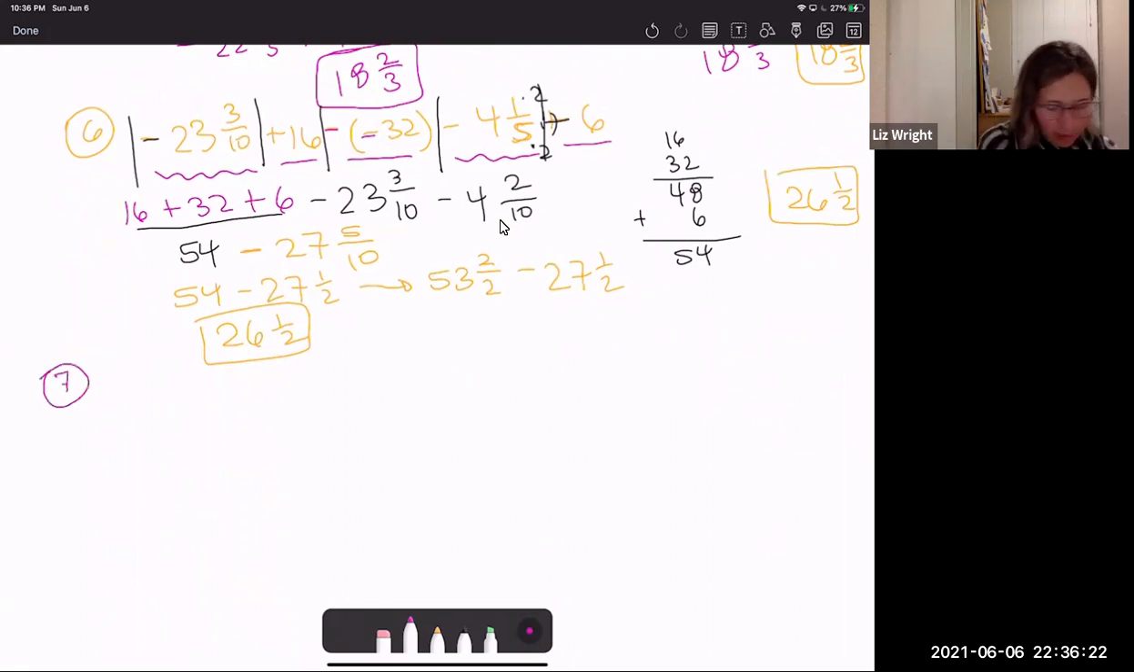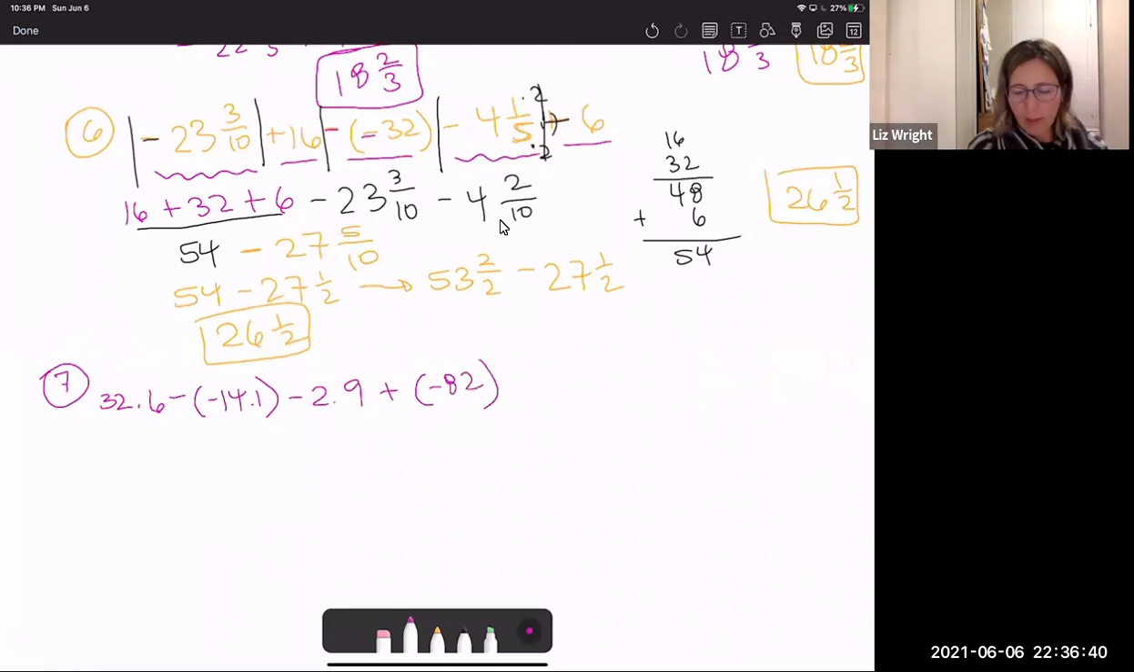This one is totally a calculator problem. So, 32.6 minus a negative 14.1, minus 2.9 plus a negative 82. This one is having you practice your positives and negatives. Ready, set, go. Pause the video. Go and do this one.